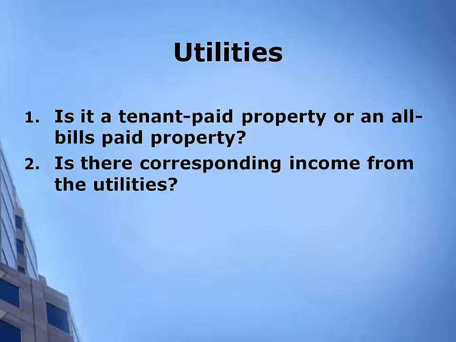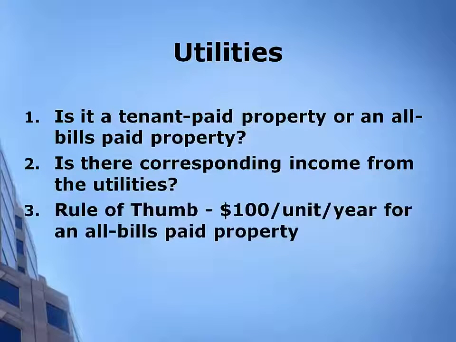All right. Now, the rule of thumb is okay. This is actually off. Here's a typo, another typo. I apologize, folks. Make sure that you catch this. Typically, the rule of thumb for an all bills paid property is about $100 per unit per month. On a tenant paid property, it's typically $100 per unit per year. All right, so my mistake here.